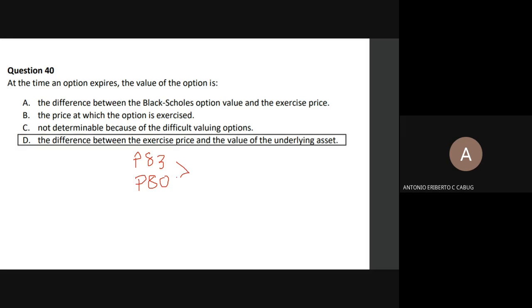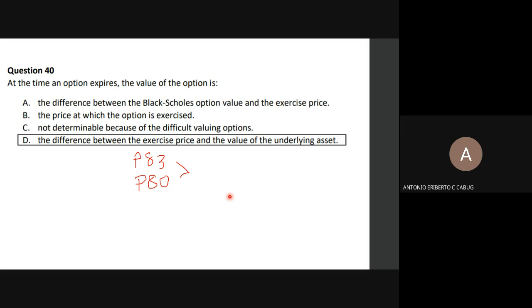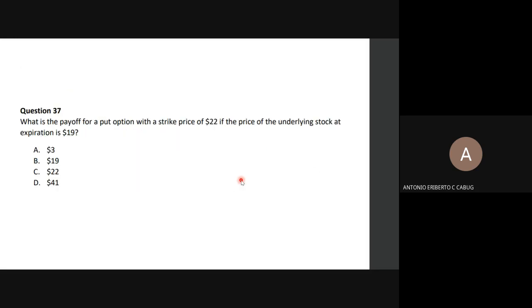The answer is letter D. The difference between the exercise or strike price and the value of the underlying asset. That is the remaining value if it is the last day that the option will exist, before it expires. Okay. So for this question, the correct answer is D. Next, last one. What is the payoff for a put option with a strike price of 22 if the price of the underlying at expiration is 19? Last item, 30 seconds.